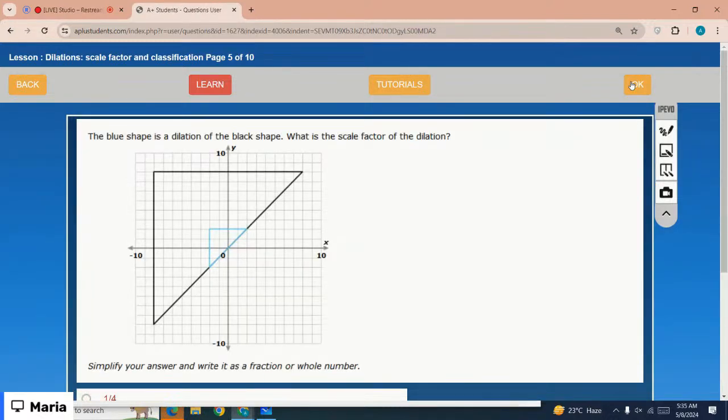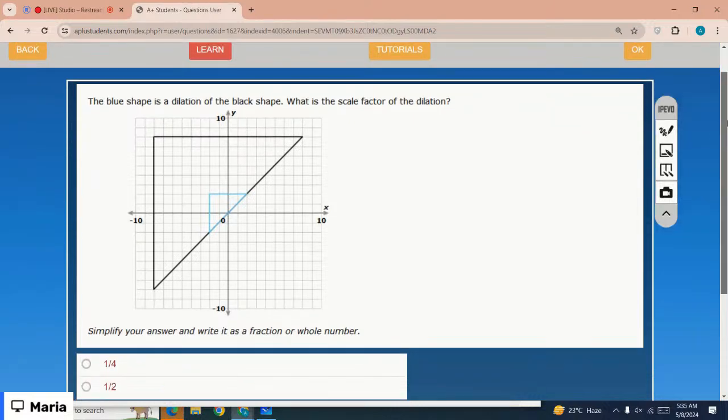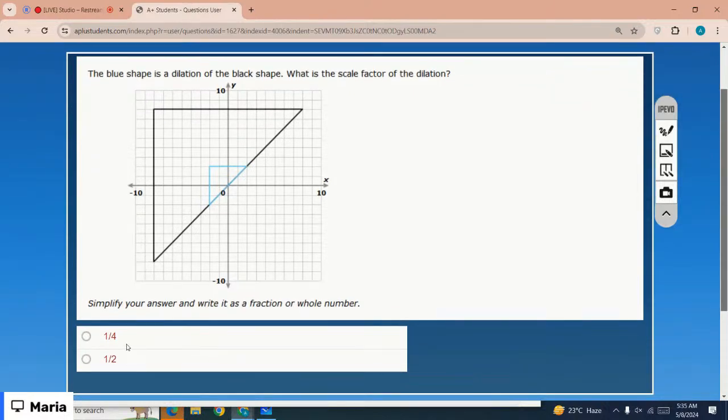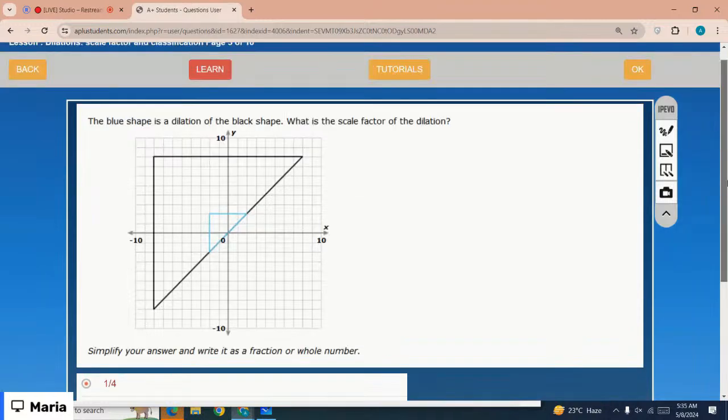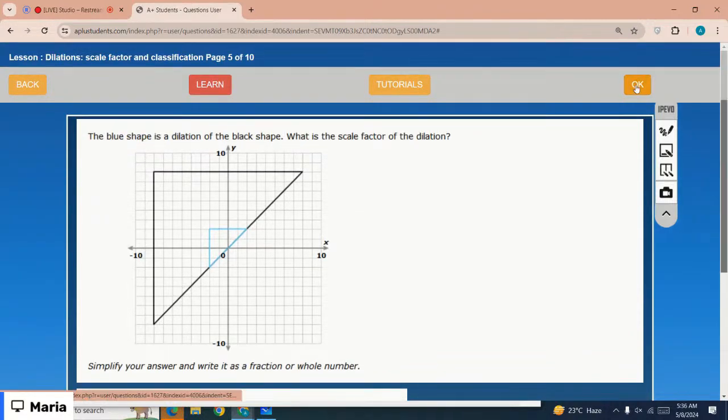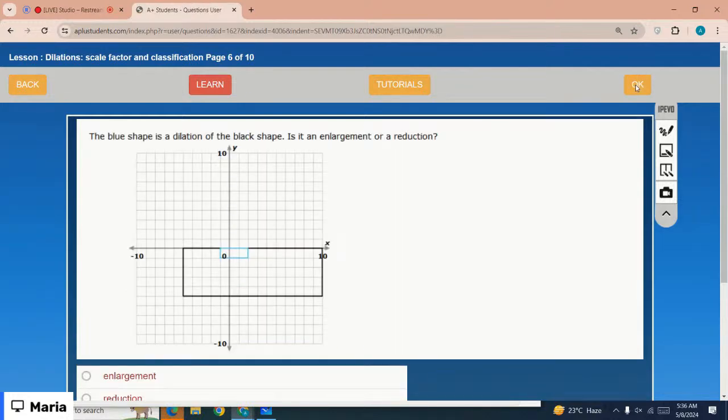The blue shape is the dilation of the black shape. What is the scale factor of the dilation? That is 1/4. The correct option is 1/4. The blue shape is the dilation of the black shape. Is it enlargement or reduction? Yes, reduction it is. Okay, you can complete the lesson by yourself later today.